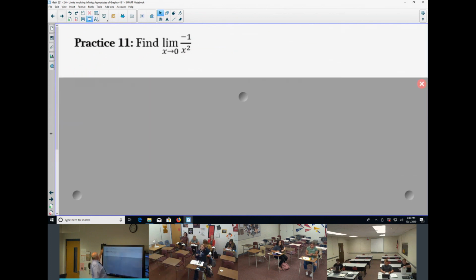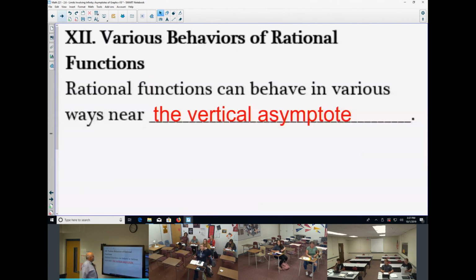All right. Well, let's just have you write this down and then we'll quit. So rational functions can behave in various ways near the vertical asymptote. So that's kind of what we've been talking about. The function could go to infinity, negative infinity, or not exist.